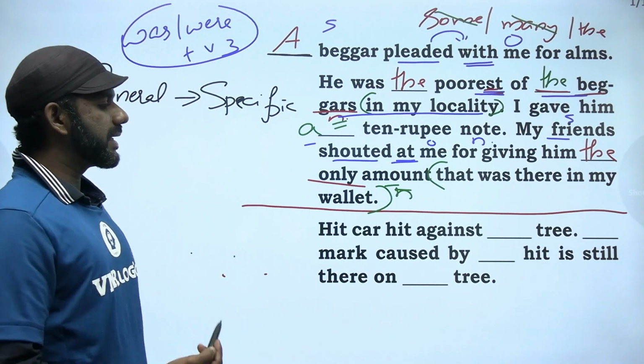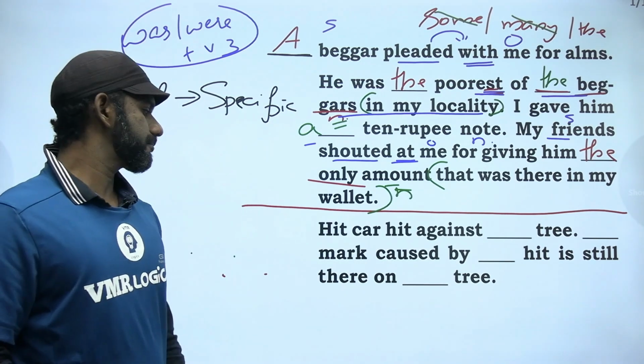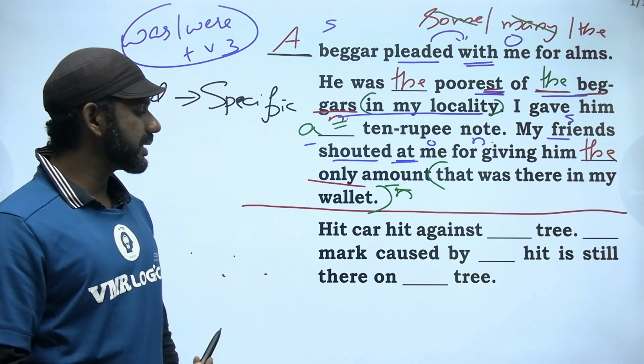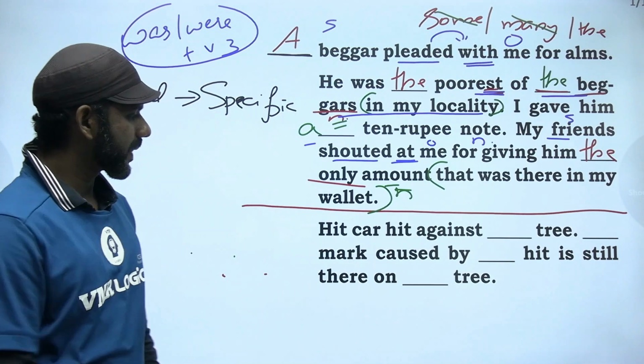His car hit against a tree. The dent caused by the hit is still there on the tree. It is his car.